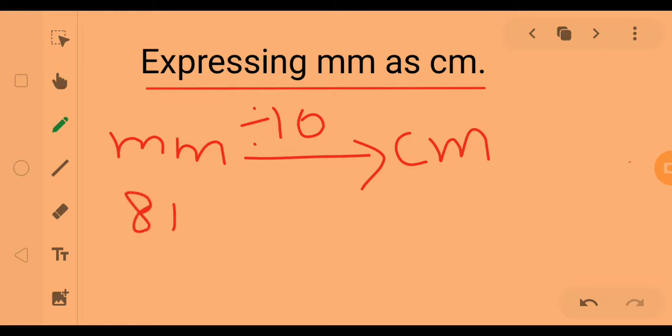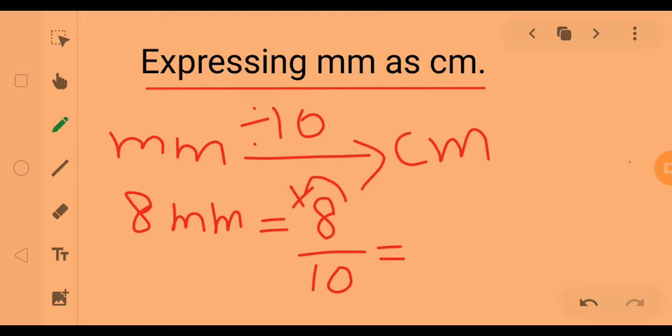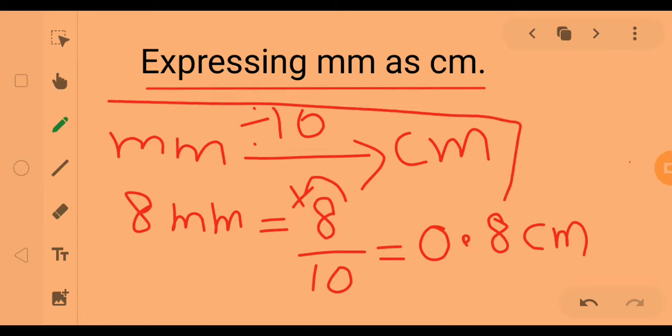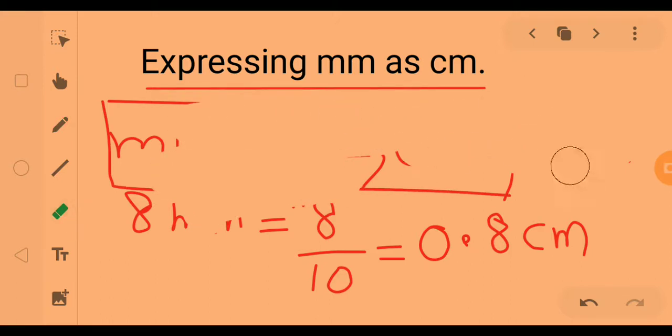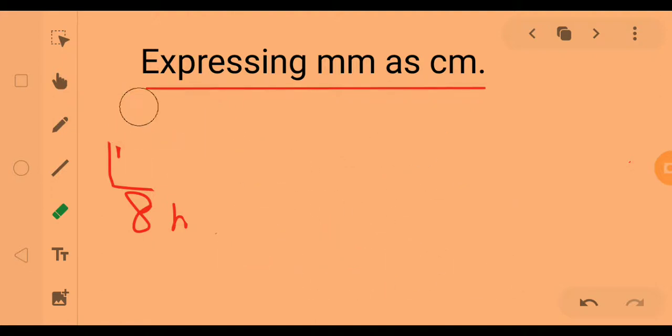Suppose we have 8 millimeter, and we have to convert it into centimeter. We divide it by 10. In the previous class we studied dividing by 10, 100 and 1000. So the decimal point will shift one place to the left side, so the answer will be 0.8. This 0.8 is in centimeter, so you can write it as 0.8 centimeter. To convert millimeter to centimeter, you divide the number by 10. Let's see one more example.